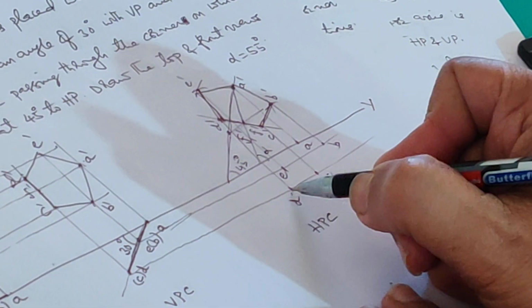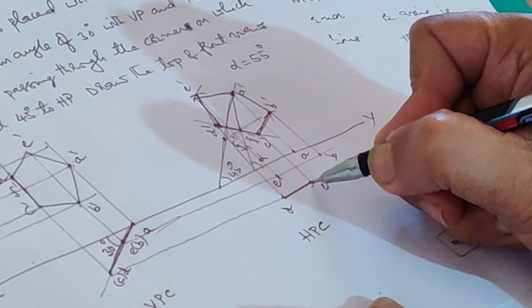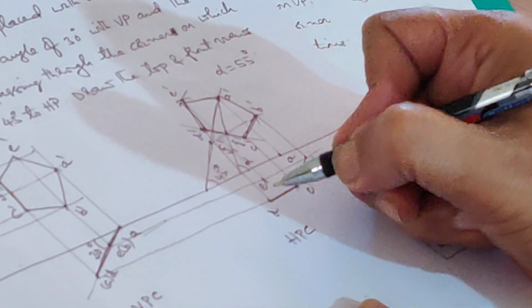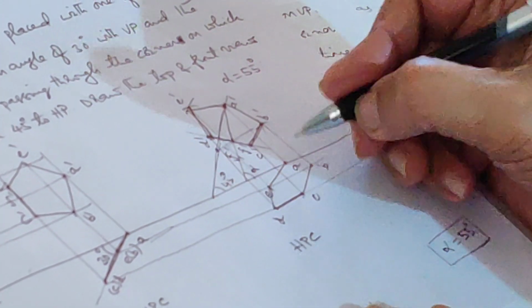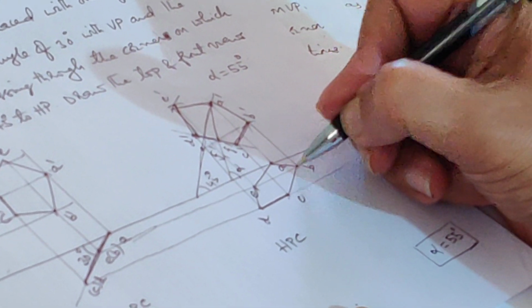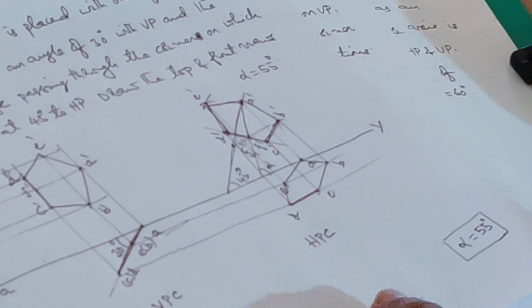Okay, that's it. You are ready with all the 5 points. You can connect them by straight lines to get the final view. This is how the top view appears in the third step.